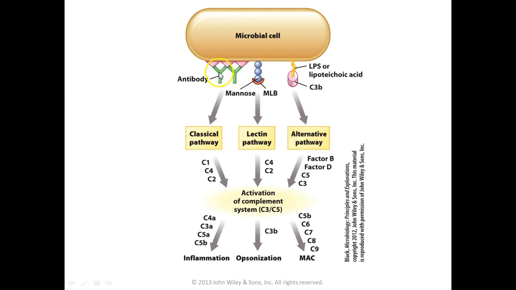So again, notice up here too, antibodies started it for classical, mannose binding lectin binding to mannose started it for the lectin pathway, and the alternative pathway was the binding of C3b. In this case, they're showing that C3b can bind to things like lipopolysaccharide or lipoteichoic acid. Who has lipopolysaccharide, LPS? Gram-positive or gram-negative bacteria? Gram-negative. Who has lipoteichoic acid? Gram-positive.